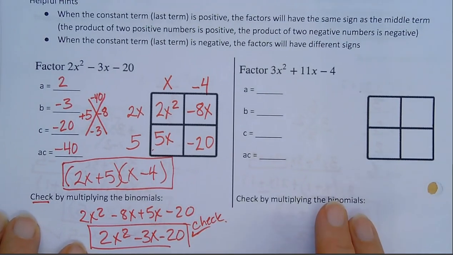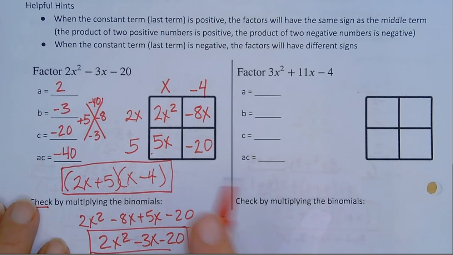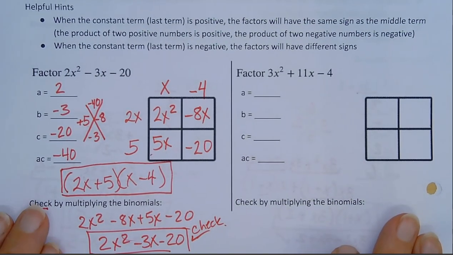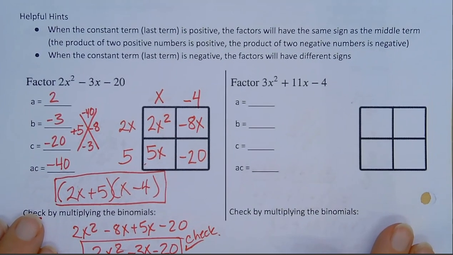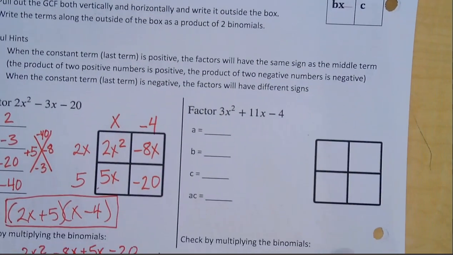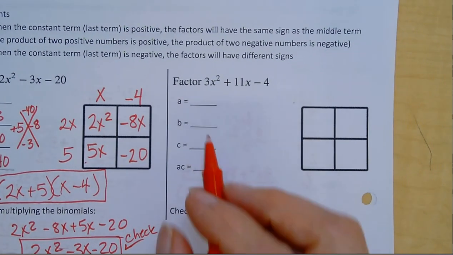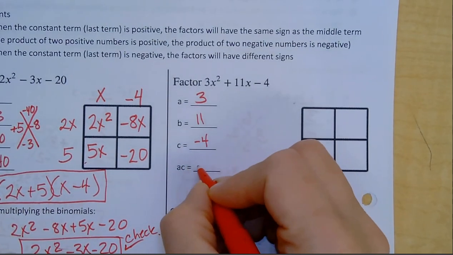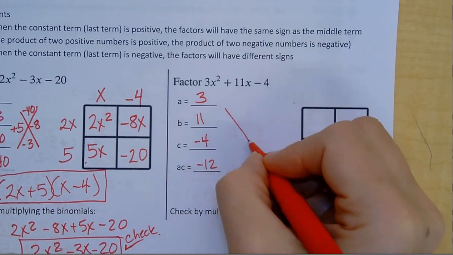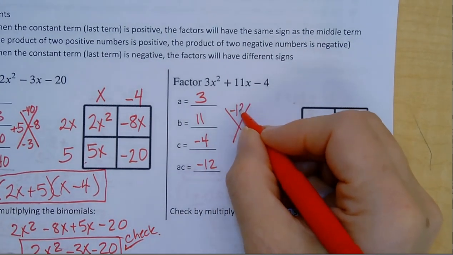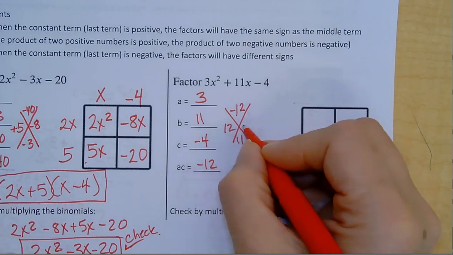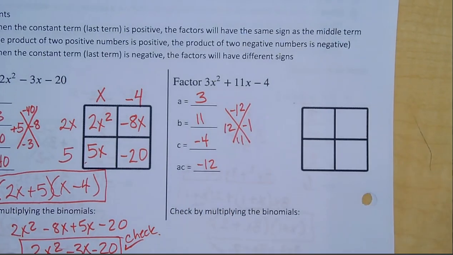All right, you can use this box method to factor even if your leading coefficient is 1. It does work. It's just probably a little excessive extra work for leading coefficient 1. Let's check this problem. We know A is 3, B is 11, C is -4, and so A times C is -12. So what numbers multiply to give me -12, but add to give me 11? It's going to be 12 and -1, right? 12 times -1 is -12. 12 minus 1 is 11.